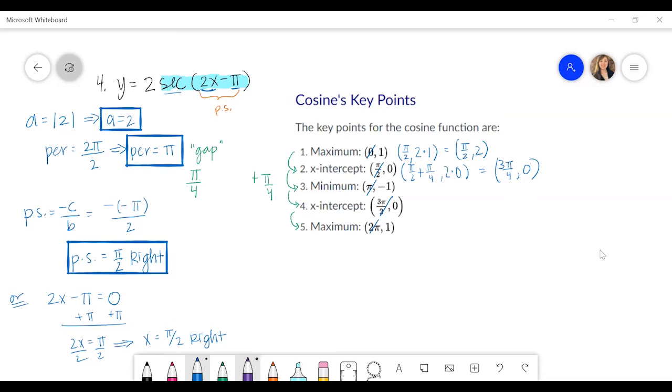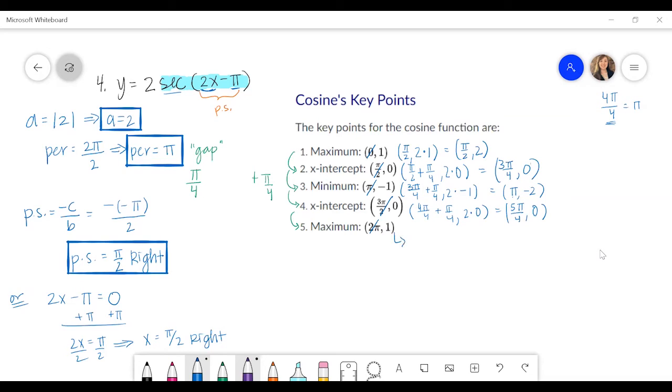And then again, keep adding. So 3 pi over 4 plus pi over 4, 2 times negative 1, gives you 4 pi over 4, which I can write up here, 4 pi over 4, which is just equal to pi, so pi, negative 2. We're going to add again, and I'm going to go back to the improper fraction form, so 4 pi over 4 equal to pi, plus pi over 4, and this is 2 times 0, so it gives us 5 pi over 4, and then 0.